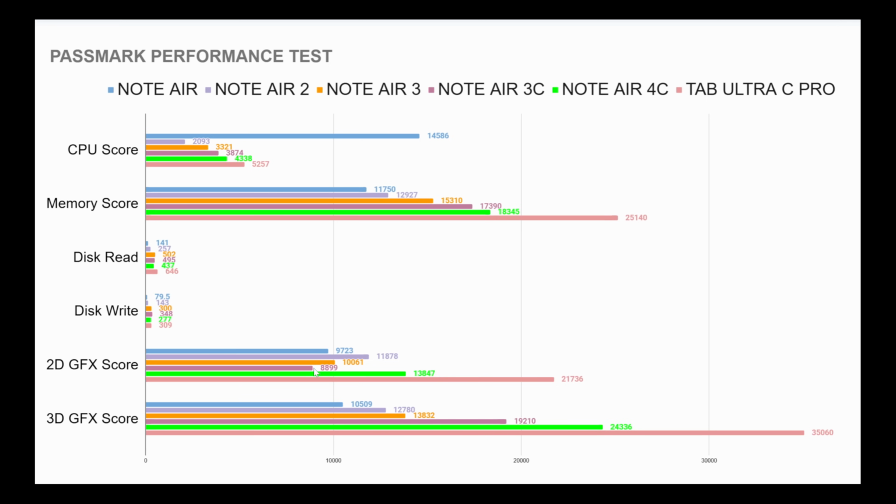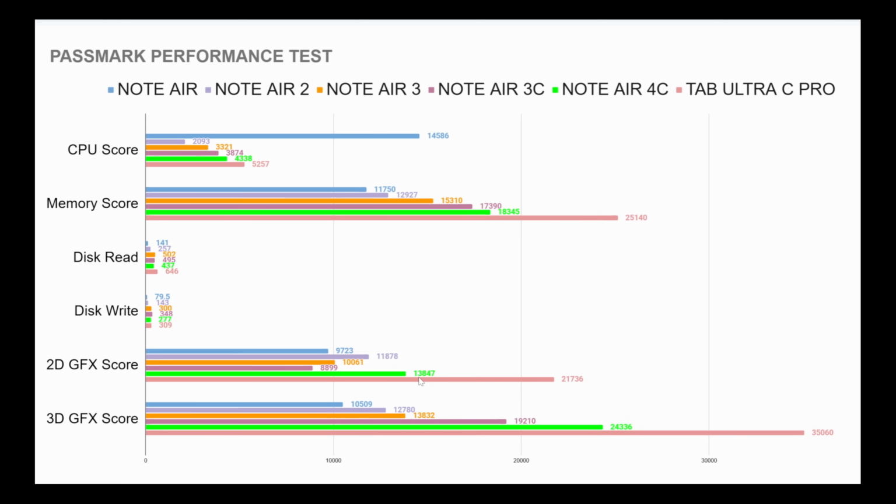Then we have a massive difference in the 2D graphics score, where Note Air 3C was at 8,899 and Note Air 4C is 13,847, which is a massive, massive jump. And to me, for a tablet of this type, this kind of 2D graphics score is far more important than the 3D graphics score, which is also higher, significantly higher than the Note Air 3C.